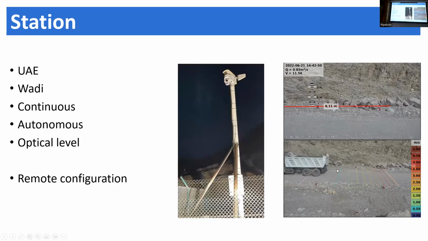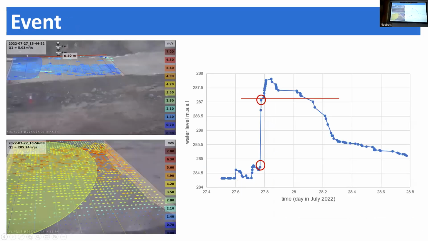Well, that's the picture of the camera. So this is the event that we had. It's a different wadi from that picture. And the problem is that, as I was mentioning, the water level came up and the shore disappeared from the image. So we were not able to measure the water level.